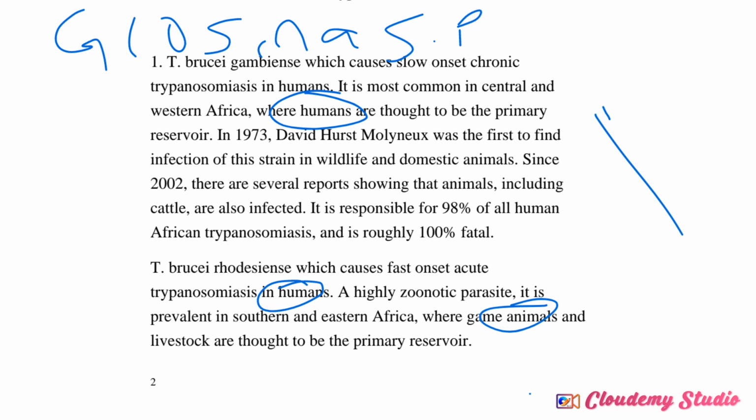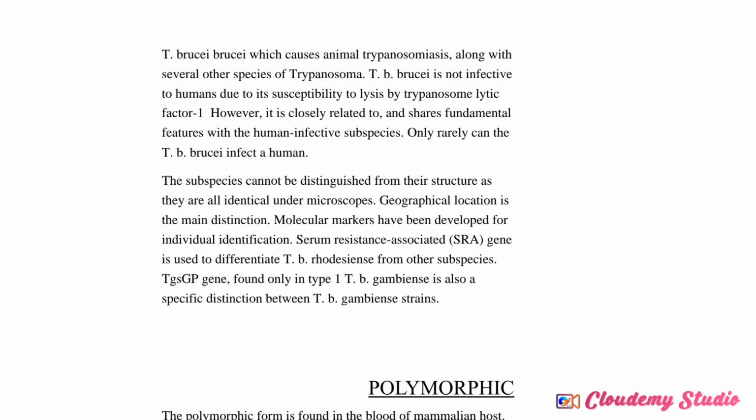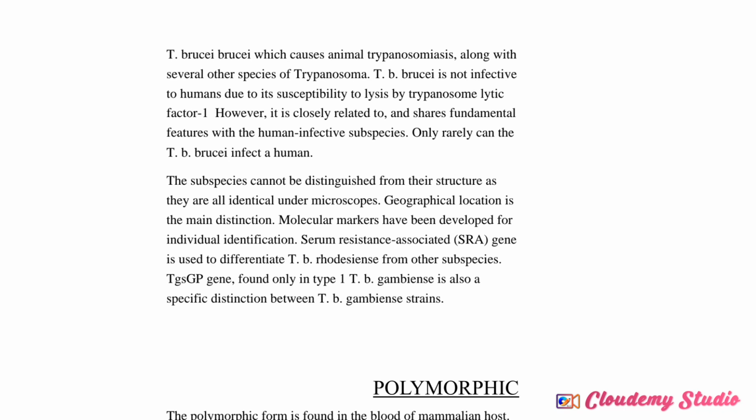Now move from there to the next one, which is Trypanosoma brucei. Trypanosoma brucei causes animal trypanosomiasis along with several other species of Trypanosoma. Trypanosoma brucei is not infective to humans, so you have to know that it is not infective to humans, but it is infective to what? It is infective to animals. You understand? It is infective to other mammalian animals.